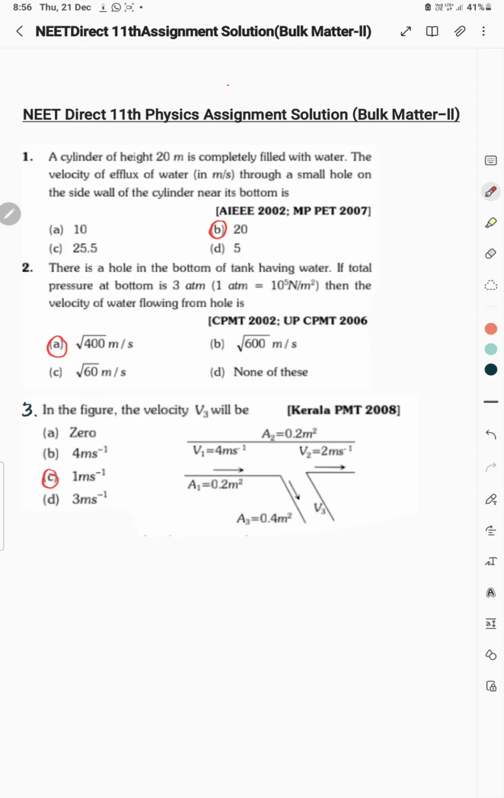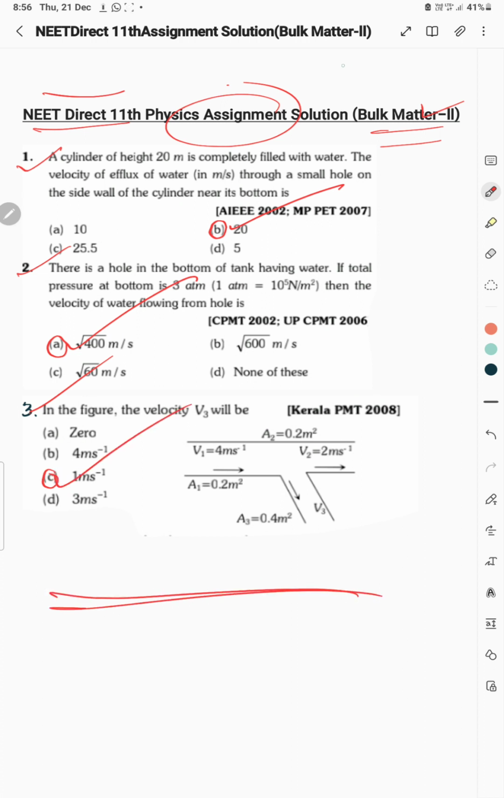So in this way, we have solved all the problems given in the assignment from the chapter of properties of bulk matter, part second, under the NEET Direct program. The answer to question first was option B, answer to question two was option A, and question number three had an answer C. That's all for today, and God bless you all.